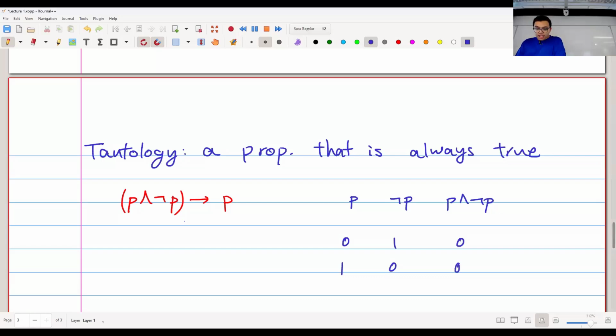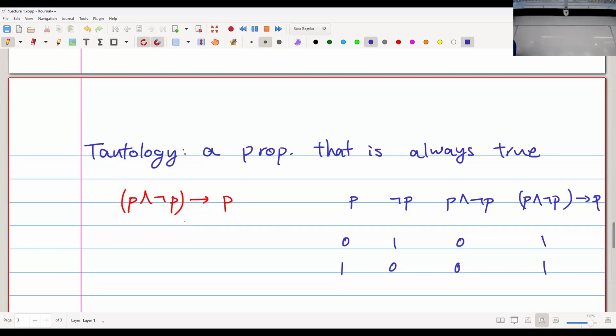Okay, so P and not P is always false. Finally, P and not P implies P. In this case, P and not P is 0, and P is also 0. So this one takes the value 1. In the second case, P and not P is 0, but P is 1. So this also takes the value 1.